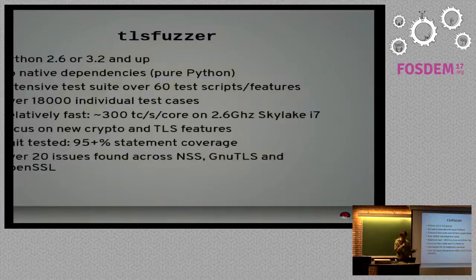TLS fuzzer runs on Python 2.6 and up, so basically on everything you can imagine. So old distributions shouldn't be much of a problem. It has no native dependencies, so as long as Python runs on this thing, you can run a TLS fuzzer.